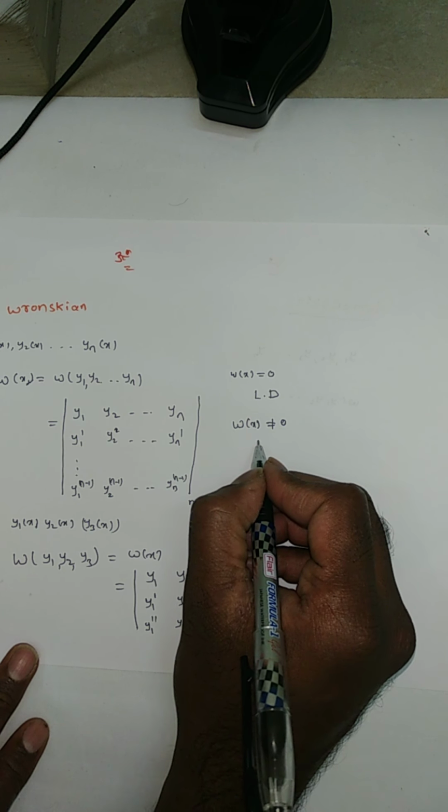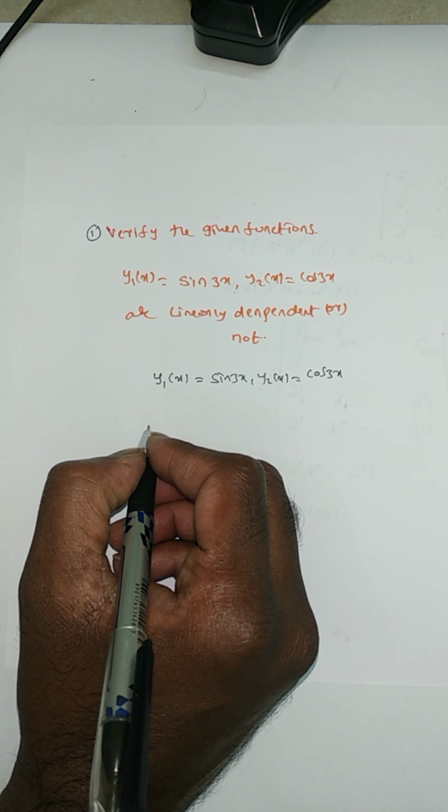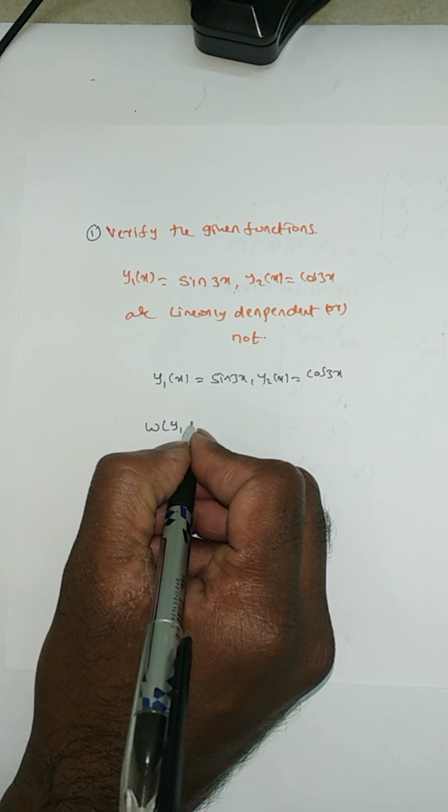Verify whether the given functions y1 of x is equal to sin 3x, y2 of x is equal to cos 3x are linearly dependent or not. Now you see, to verify the linear independence or dependence of y1 of x equal to sin 3x, y2 of x equal to cos 3x, we use the Wronskian. We know the Wronskian of y1 of x, y2 of x, simply denoted with W of x, is the determinant with rows y1 of x, y2 of x, and y1 prime, y2 prime.